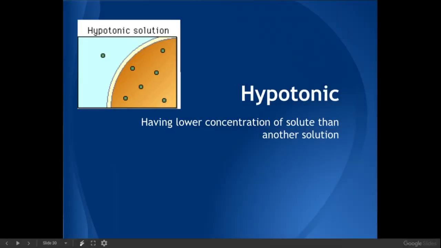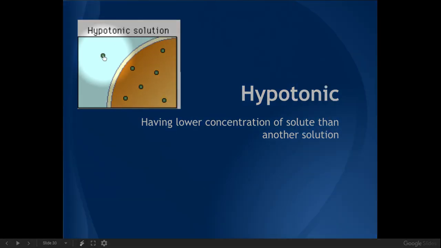If we were to look at the hypotonic solution, there is only one molecule of solute outside, so we have all of this solvent that's outside of this cell, and therefore there's less solutes outside the cell, but there's more water outside the cell in a hypotonic solution. Now, what does this mean?